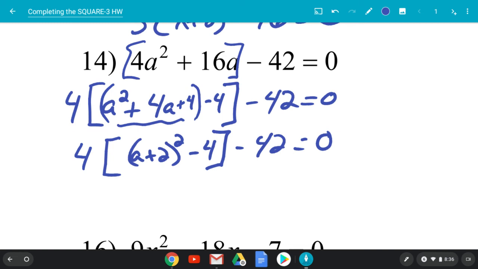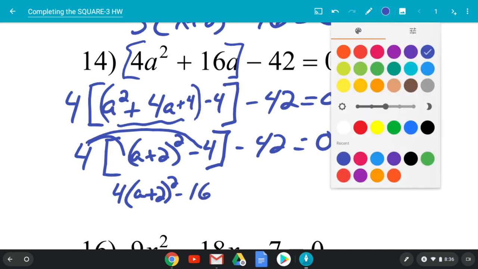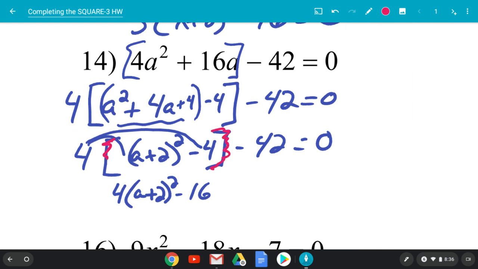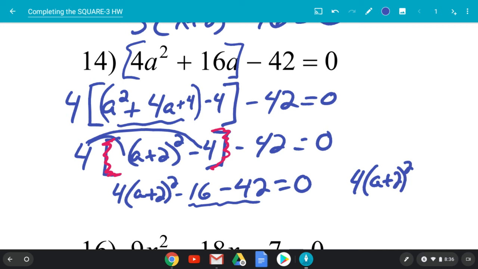Distribute it. So I'll multiply it times that stuff inside that bracket. The first one's really simple because I just sit it beside it. A plus 2 quantity squared. And then 4 times the negative 4 is a negative 16. That gets rid of that bracket. That's why this goes away, because I distributed it. So now minus 42 equals 0. So the only thing left is to combine those two like terms. So I have 4 times a plus 2 quantity squared, and a negative 16 and a negative 42 is a negative 58.